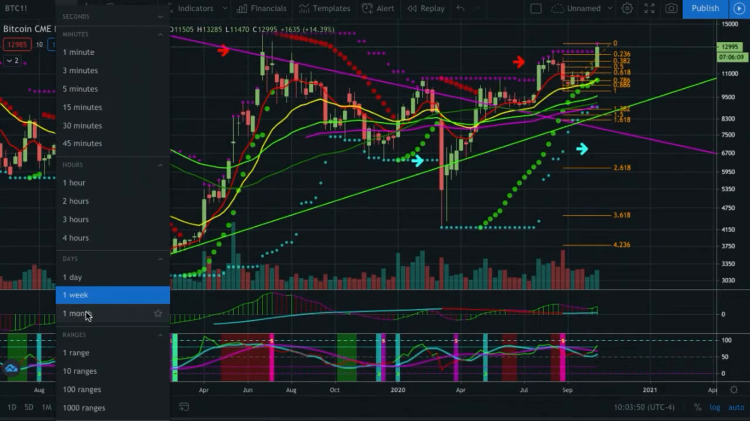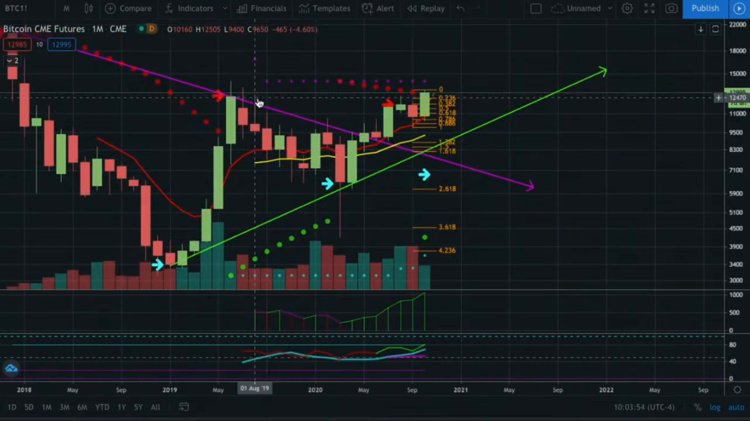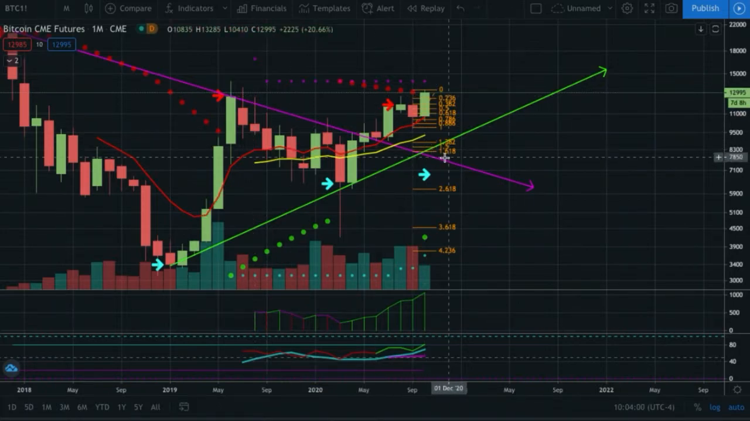And then if we switch over to the monthly as well, we'll see that our previous high on the monthly was in fact at 12,635. So once again, same area. So we're paying very close attention to see what happens here on the weekly and monthly.